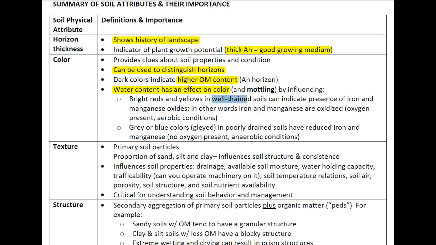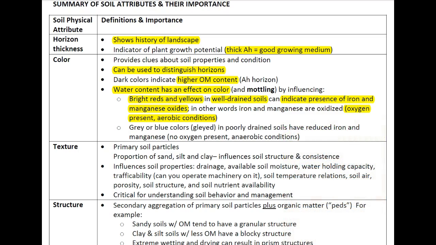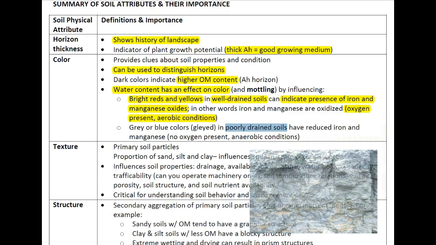So let's consider nice well-drained soils. You'll often find bright red and yellow colors, which will indicate the presence of iron and manganese oxides. So with these iron and manganese oxides, there's oxygen present. They're aerobic conditions. In poorly drained soils, you have a reduced iron and manganese, so there is no oxygen present.